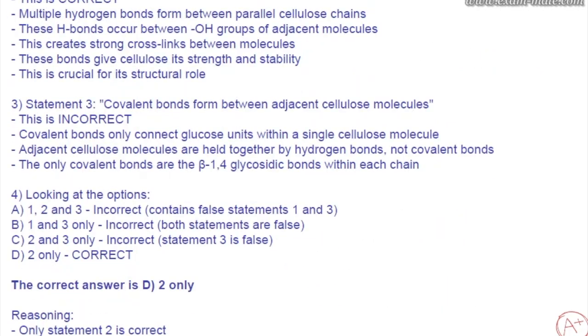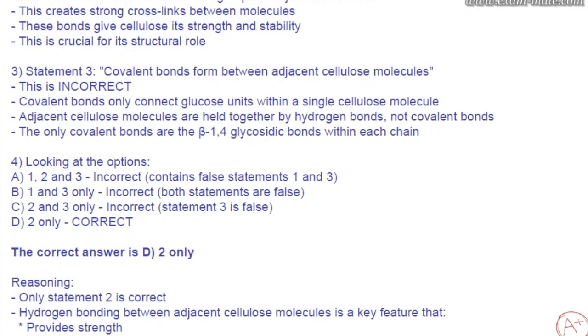3. Statement 3. Covalent bonds form between adjacent cellulose molecules. This is incorrect. Covalent bonds only connect glucose units within a single cellulose molecule. Adjacent cellulose molecules are held together by hydrogen bonds, not covalent bonds. The only covalent bonds are the beta-1,4 glycosidic bonds within each chain.